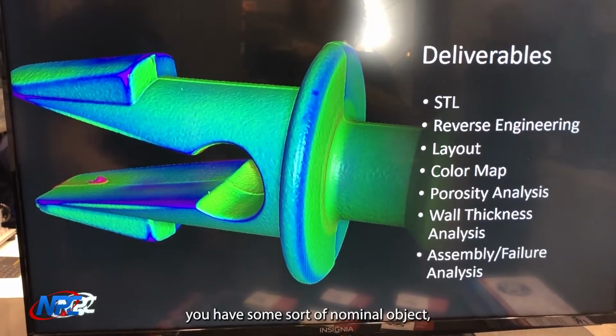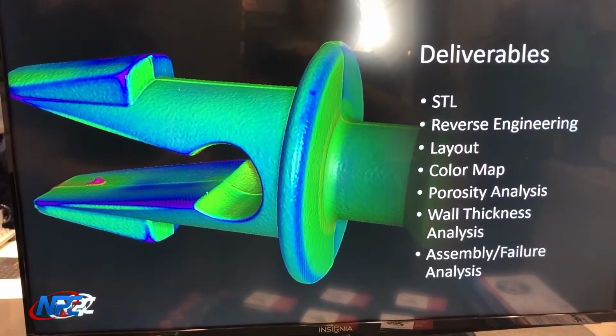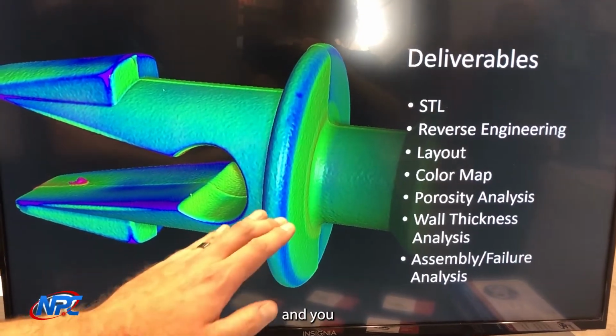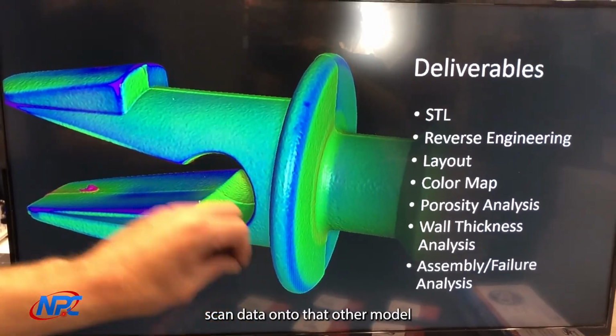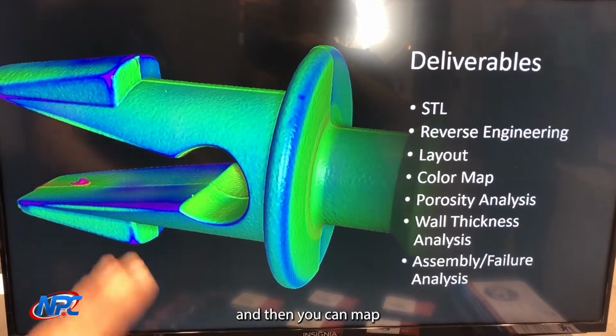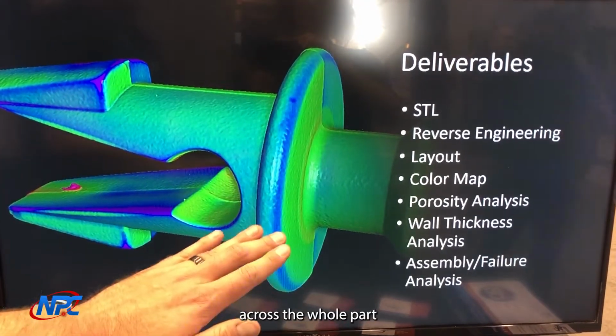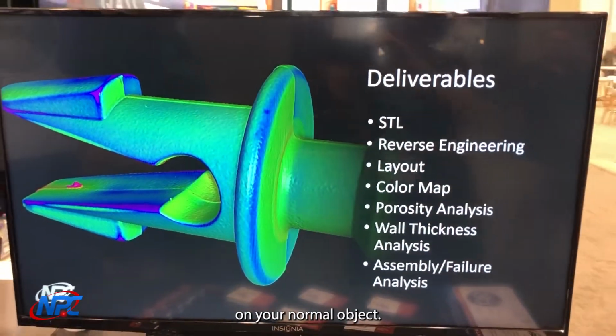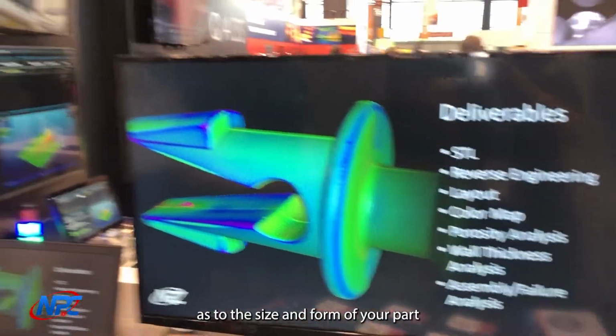And in this case, you have some sort of nominal object, be it a CAD model or maybe another part, and you overlay your CT scan data onto that other model, and then you can map all the different deviations across the whole part to the corresponding areas on your nominal object. This will give you a great idea as to the size and form of the part that you're currently making.